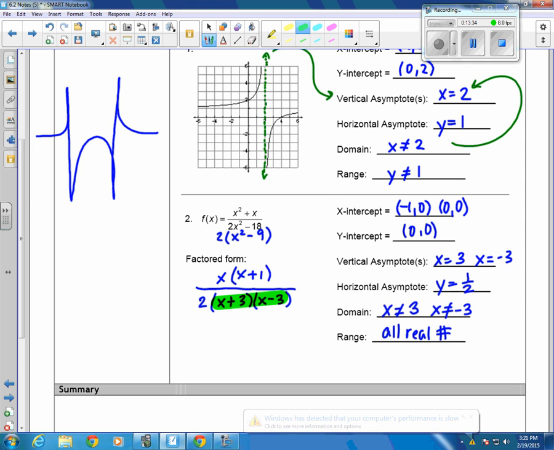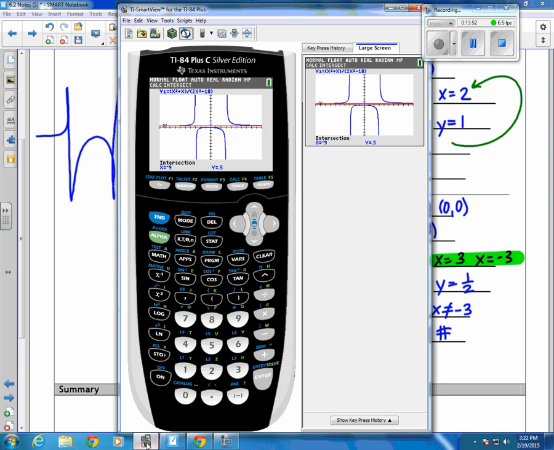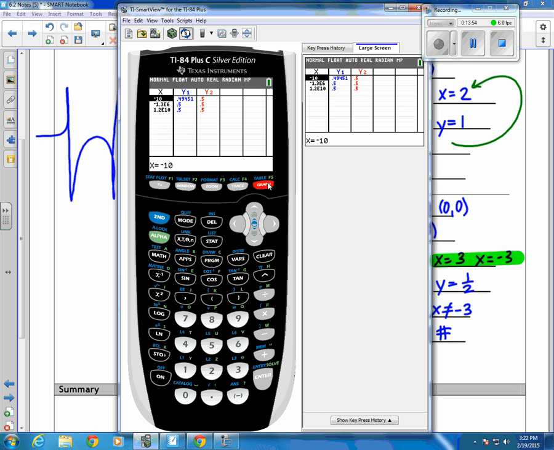Look right there. There they are. What happens if I put a 3 down there on the bottom for x? 0. That makes that 0 on the bottom. Do we like 0 on the bottom of a fraction? No. It is undefined. Now, check this out on your table. There's an error there. Okay? If I put in a 3 or a negative 3, it gives me an error because it's sticking a 0 down there in the bottom.